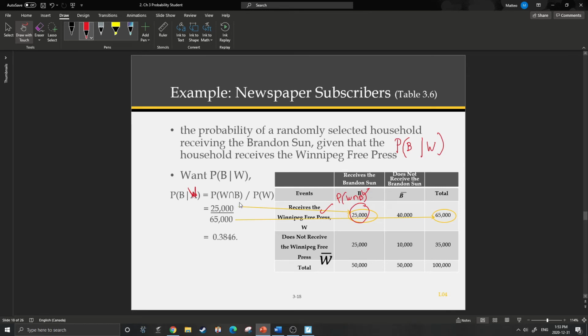So that goes in the numerator. What's the probability that they receive the Winnipeg Free Press? Well, that would be this column here. Oh, my bad. Look at your table very carefully. That would actually be this row, right? This row is receiving the Winnipeg Free Press. So in total, 65,000 people were receiving the Winnipeg Free Press. We got the two groups, the group that receives the Brandon Sun and the group that does not receive the Brandon Sun, but in total, 65,000 people get the Winnipeg Free Press. So there it is. Conditional probability is calculated by dividing these two numbers.